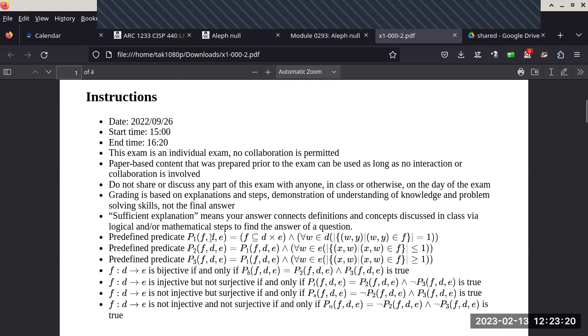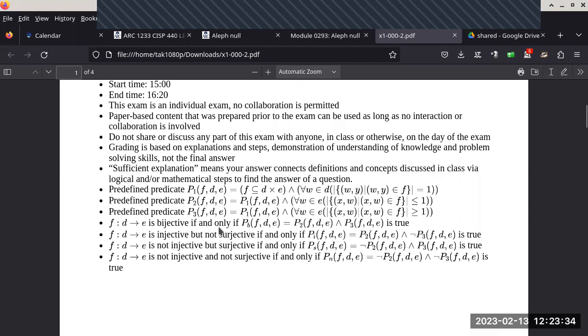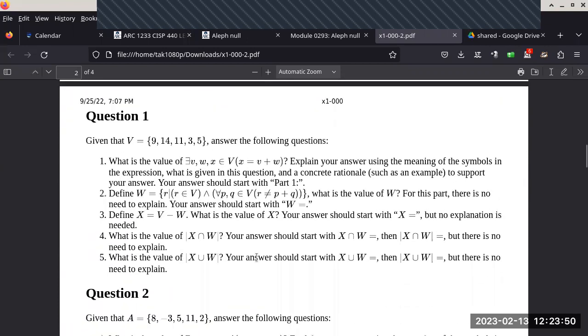There's a bunch of predefined predicates like these, and they should look familiar. Then we have the definitions of bijection, injection, and something that is surjective but not injective, and something not injective and also not surjective. Those are given to you. Then we can start with the first question. We'll do this one question at a time until you say, okay, we got enough. Okay, question number 1.